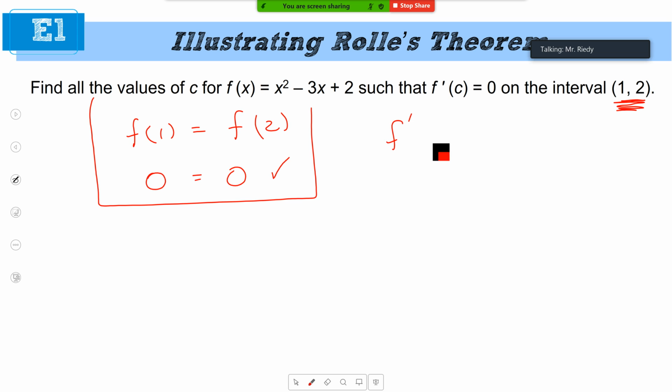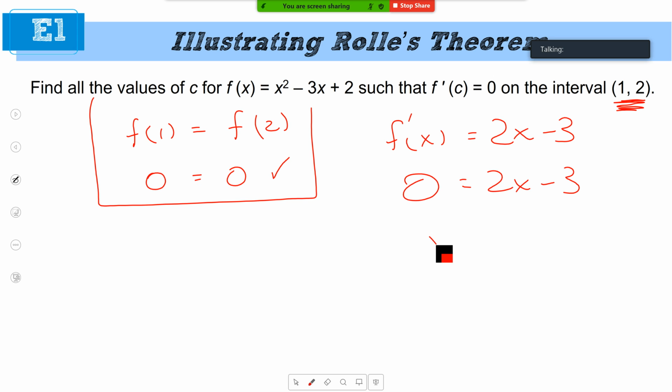Take the derivative, 2x minus 3, and set it equal to 0. This is the same thing as the c value that we were talking about right there.